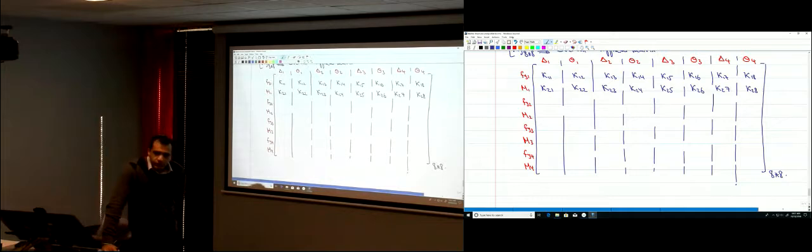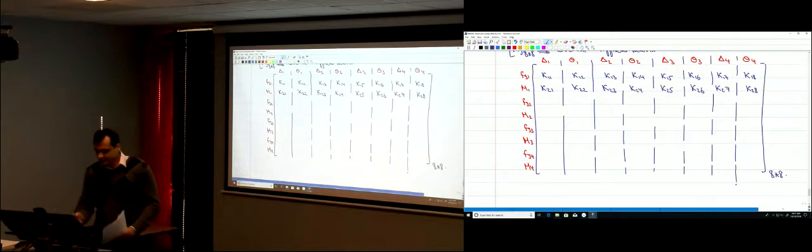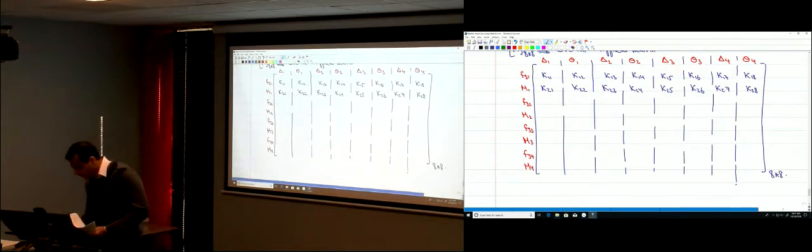So how many elements do you need to find to build this matrix? 64, right? Is it 64? No, it's less than 64. Why? Because this matrix is symmetric, okay? It's symmetric about the diagonal.